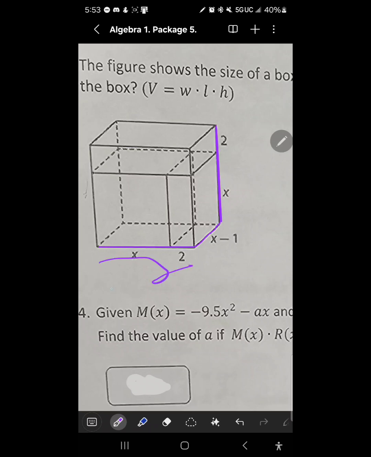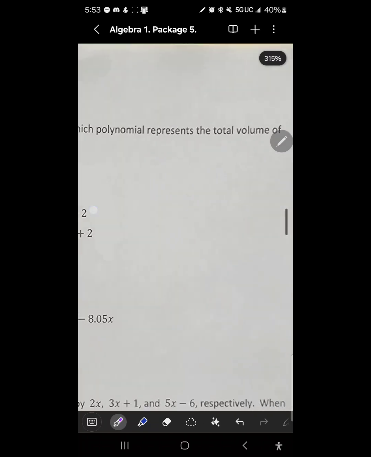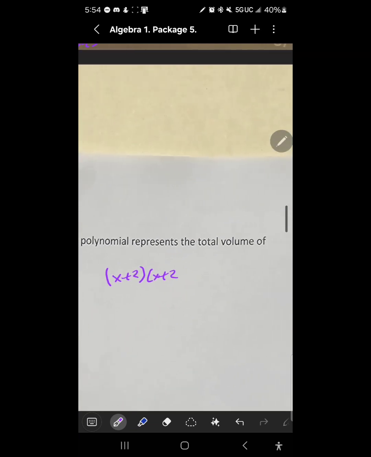So this is the base. I can say width, so w equals this side plus this side, so x plus 2. Then I can say this is the length, equal to x minus 1. And then the height is also equal to x plus 2. Now if I'm calculating the volume, I just need to multiply all of them. So it will be x plus 2 times x plus 2 times x minus 1.